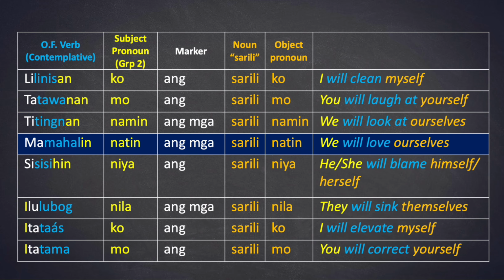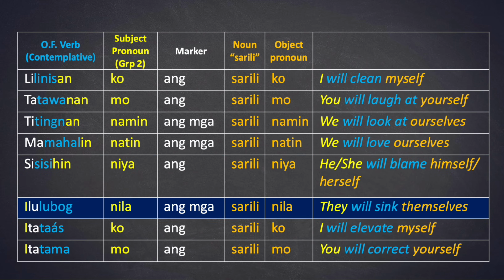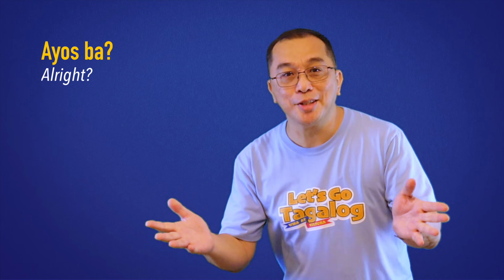Mamahalin natin ang mga sarili natin. We will love ourselves. Sisisihin niya ang sarili niya. He or she will blame himself or herself. Ilulubog nila ang mga sarili nila. They will sink themselves. Itataas ko ang sarili ko. I will elevate myself. Itatama mo ang sarili mo. You will correct yourself. Ayos ba? I hope our examples are very clear.